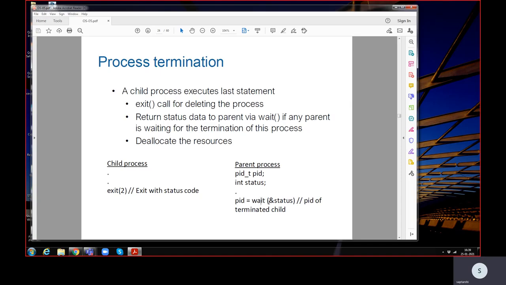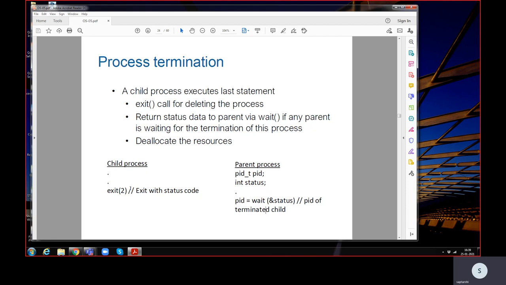That is why we use this pointer. So basically, wait has to inform the parent two things. First, the PID of the child that terminated. Since the process called wait, it wants to wait for any of these children to terminate. So when wait returns, it tells the parent which child terminated, and that is done using PID.